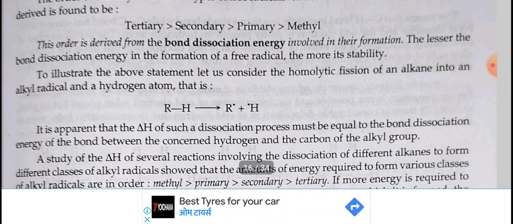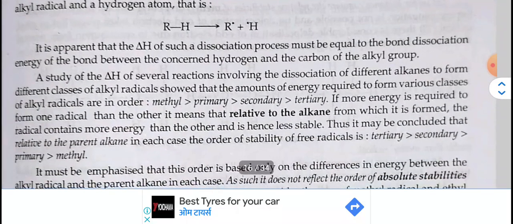To illustrate the above statement, let us consider the homolytic fission of an alkane into an alkyl radical and a hydrogen atom. That is, it is apparent that ΔH of such a dissociation process must equal the bond dissociation energy of the bond between the concerned hydrogen and the carbon of the alkyl group.